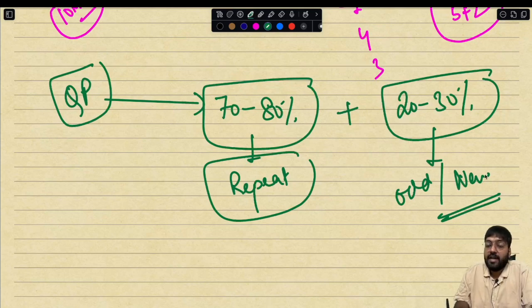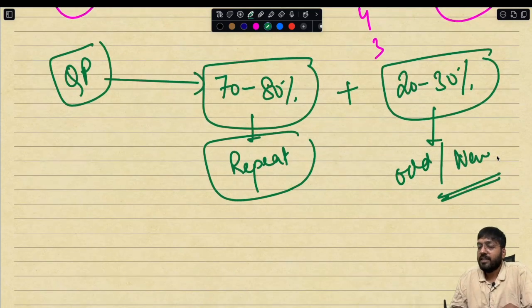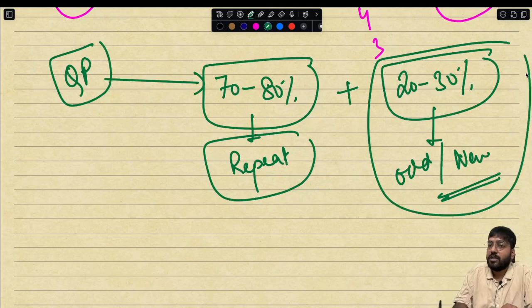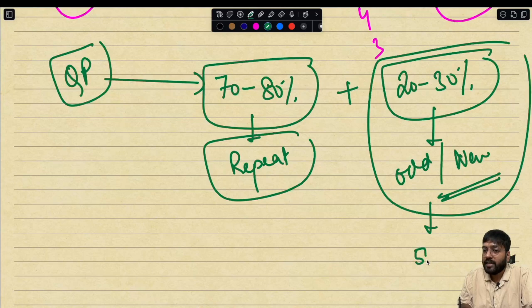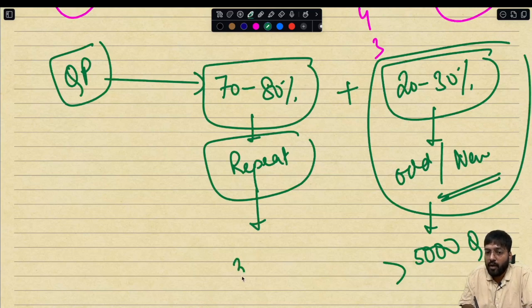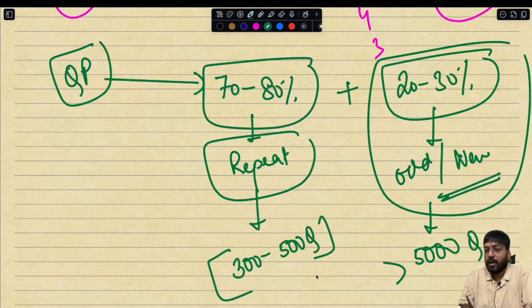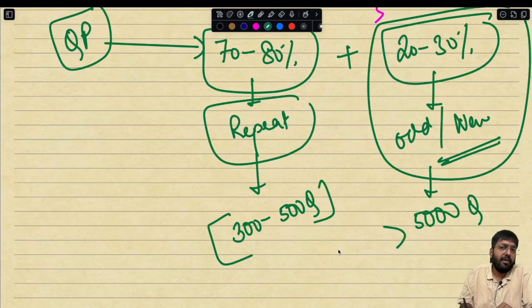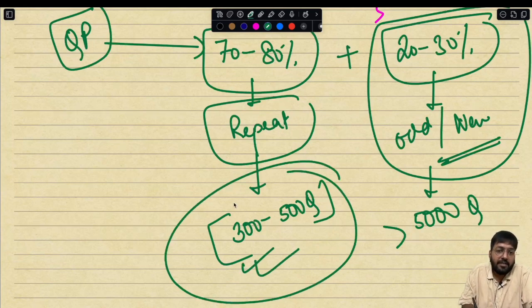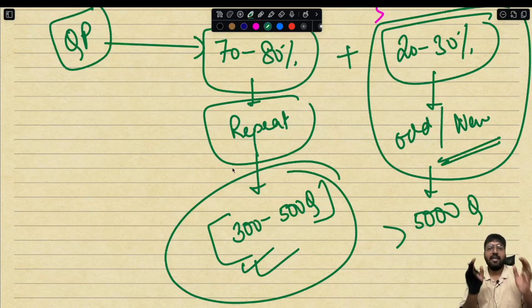Now try to understand what you people do: you start running after these questions. But remember, these questions are from a pool of more than 5,000 questions. Whereas this 70 to 80% of questions which is coming is from a pool of 300 to 500 questions only. Okay. So which is more easy to cover first? Absolutely, this one is more easy to cover. That is why the 70 to 80% of the questions that are coming are the basic questions. It is an easy question.